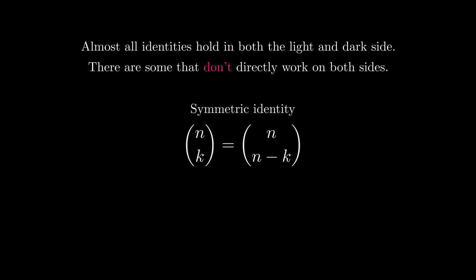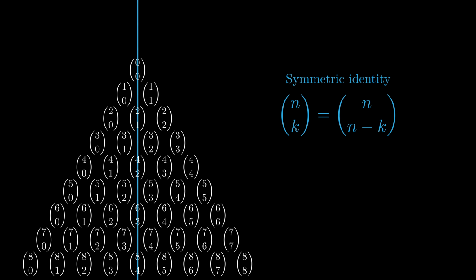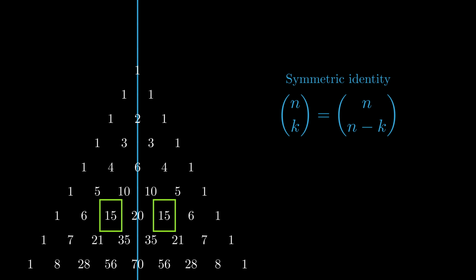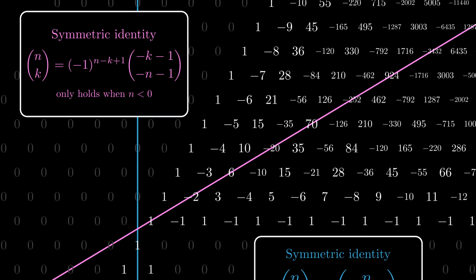Another interesting point to mention is that almost all combinatorial identities that hold in the light side also hold in the dark side. However, some can still break down. The most notable one is probably this. This identity is saying that because the light side of Pascal's triangle is symmetrical, for example, these two values are equal. However, this doesn't hold in the dark side. Here's what the formula would be when translated to the dark side.